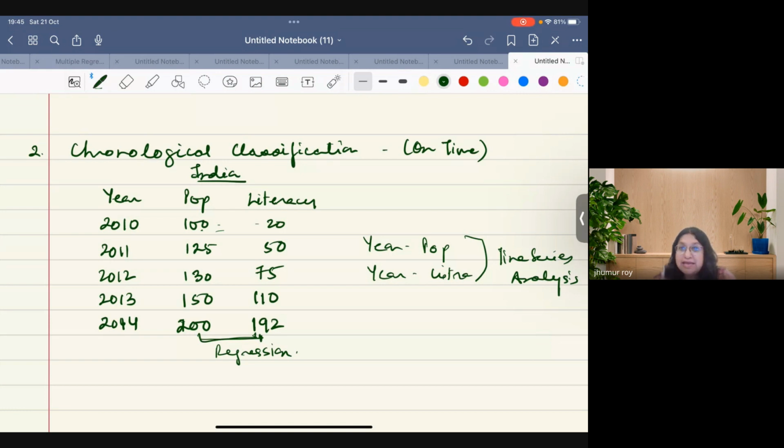Second question is, if population has increased, has literacy also increased? Can you understand? When we take two variables like population and literacy and study the relationship, it becomes regression. When we take time and study any of the relationships, then it becomes time series analysis. So currently, just remember that this is the second type of classification, which is called chronological classification.